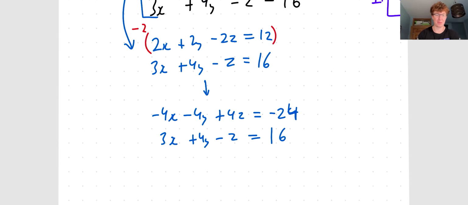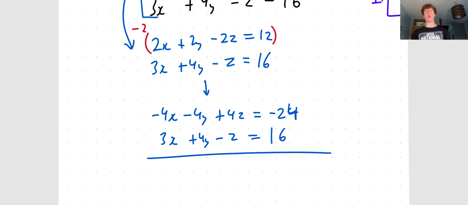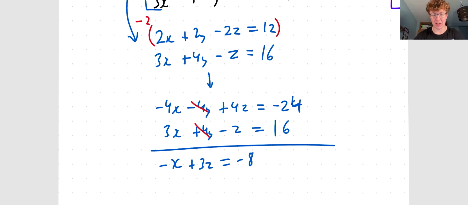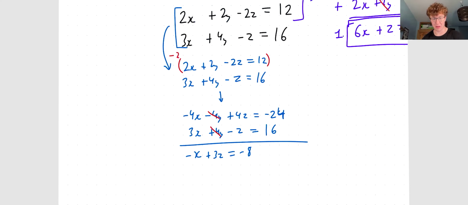Boom. Add these up. Minus 4 plus 4, they cancel. Minus 4 plus 3 is going to give us a negative x. Plus 4z minus z is going to give us a plus 3z. And that's equal to negative 24 plus 16, which is going to give us a negative 8. Is that right? Yeah. So that'll give us a negative x, and that will give us a 3z. Okay, perfect. I hope that's right. Box this off. Number 2.